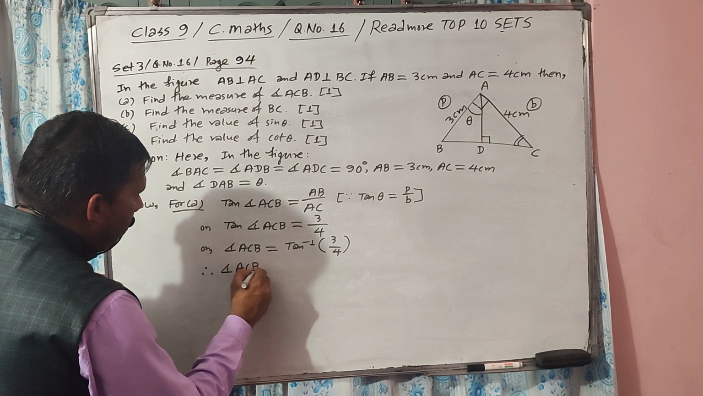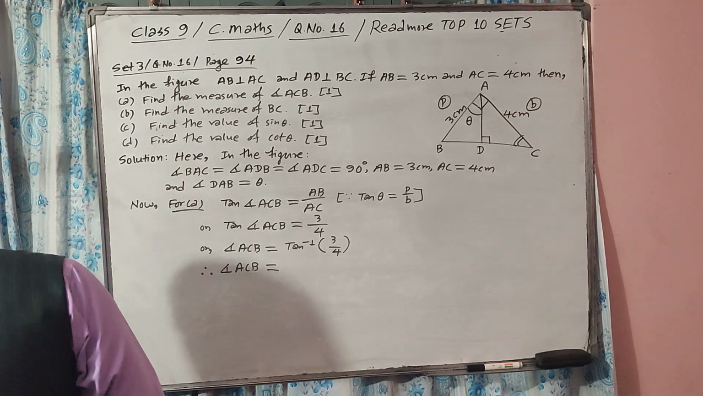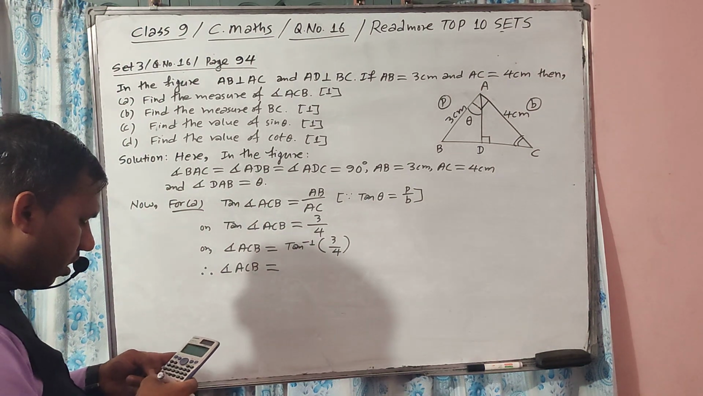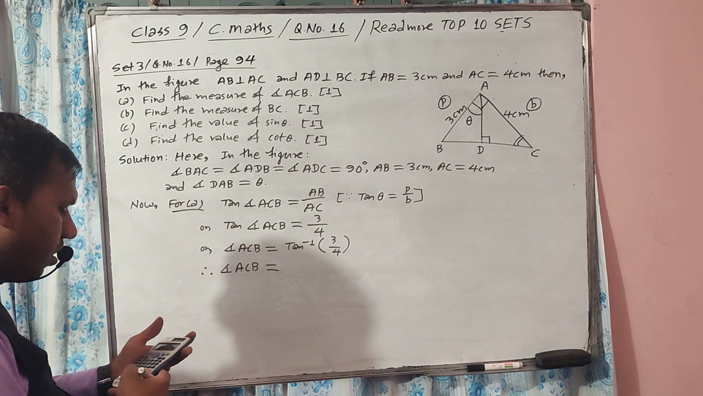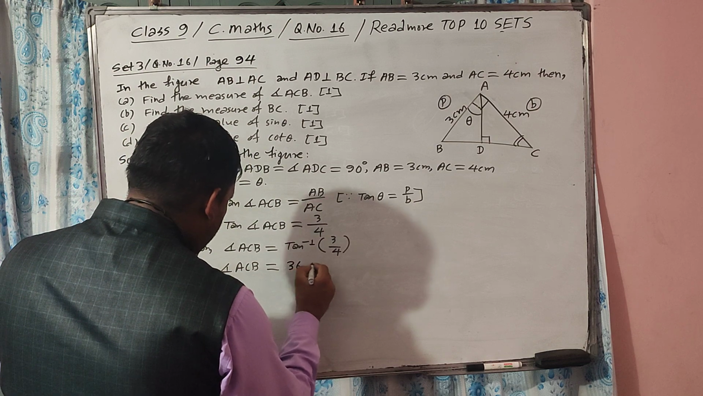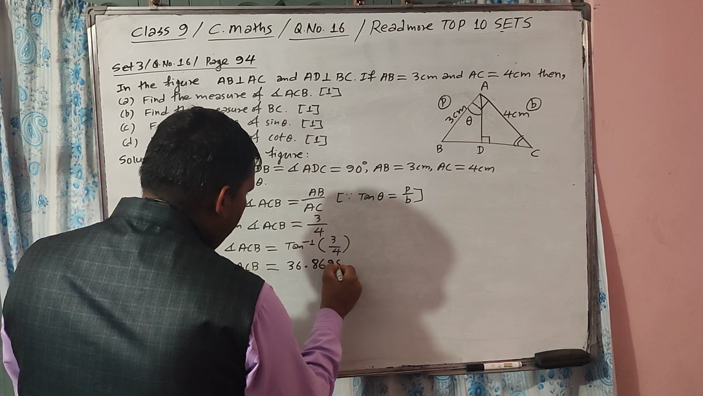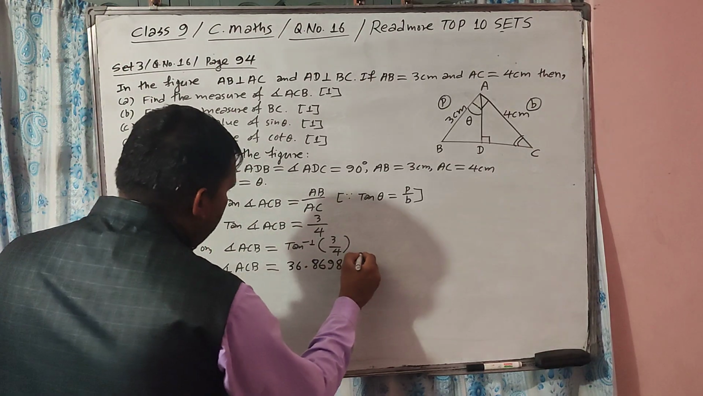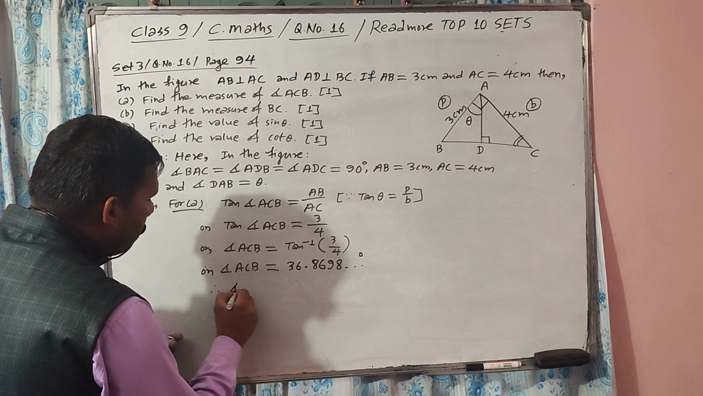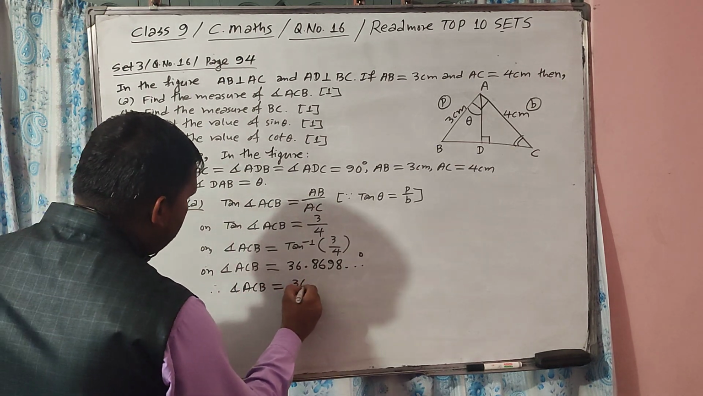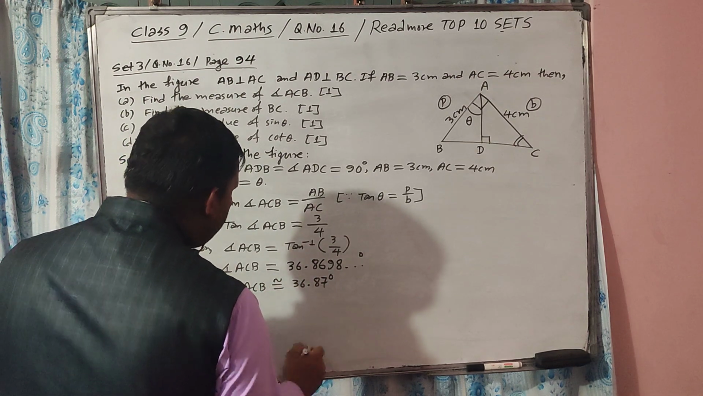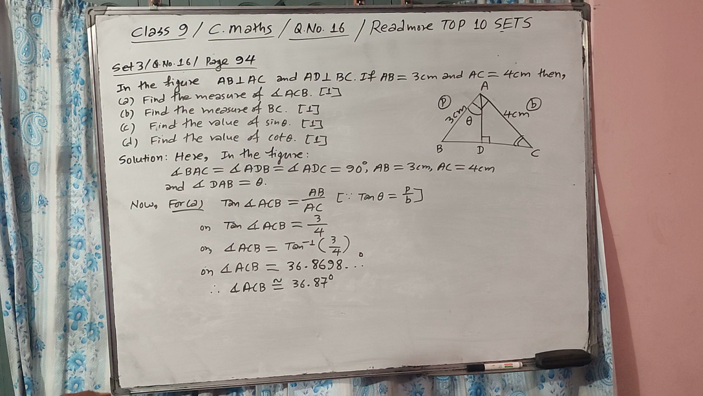Now we can use the calculator: shift tan inverse 3 divided by 4. It becomes 36.8698 degrees. Therefore, angle ACB equals 36.87 degrees after rounding to 2 decimal places.